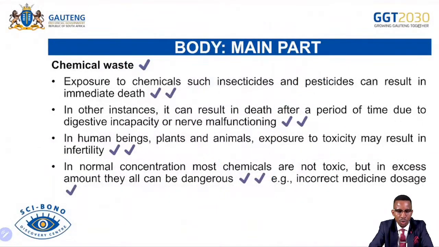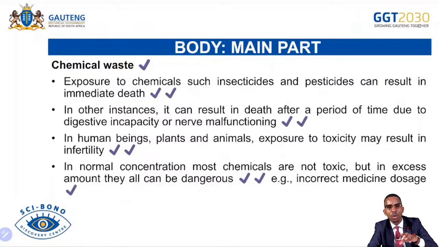Chemical waste. In this case, we talk about exposure of chemicals that are very toxic and dangerous into the environment. So exposure to chemicals such as insecticides and pesticides can result in immediate death. So those animals and plants that are around those chemicals can be affected negatively. In other instances, it can result in death after a period of time due to digestive incapacity or nerve malfunctioning. In human beings, plants, and animals, exposure to toxicity may result in infertility. In normal concentration, most chemicals are not toxic, but in excess amounts, they all can be dangerous, e.g., incorrect medicine dosages.